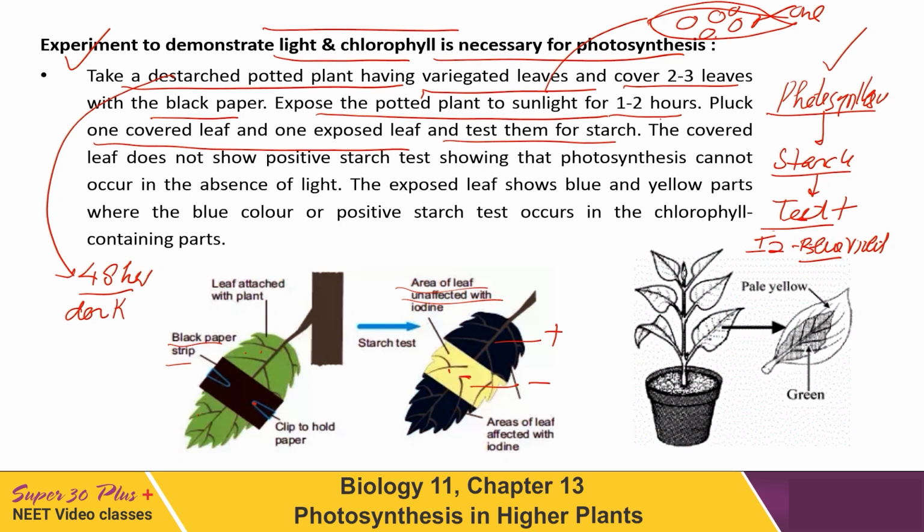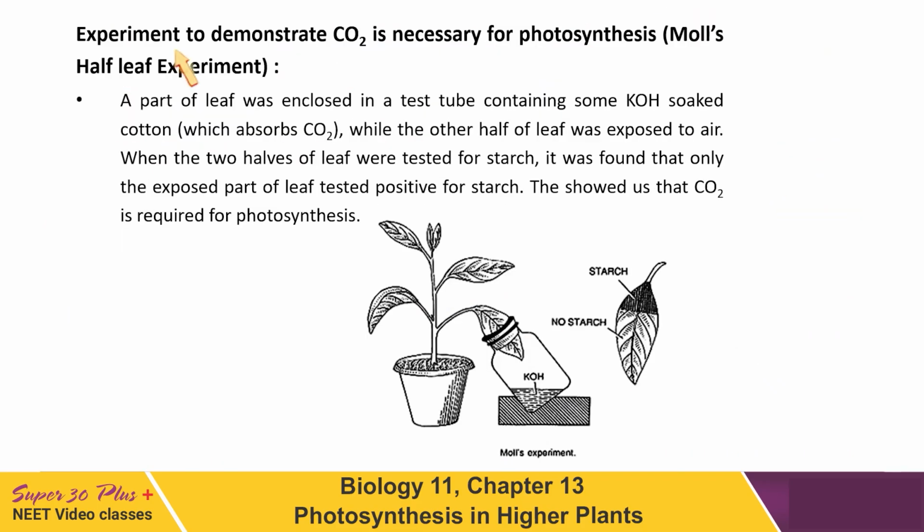Is it clear? The same thing we can do with variegated leaves. The part of the leaf which is green will make starch and give a positive test, and where the starch is absent, that was the part where chlorophyll was absent. Is it clear? Now we have to demonstrate that carbon dioxide is essential for photosynthesis.